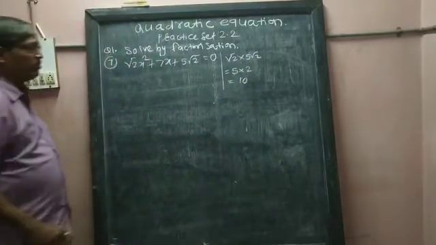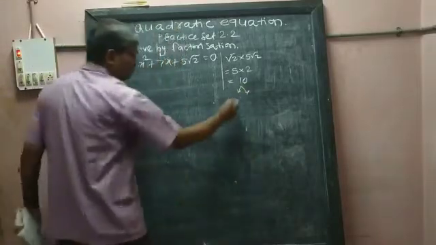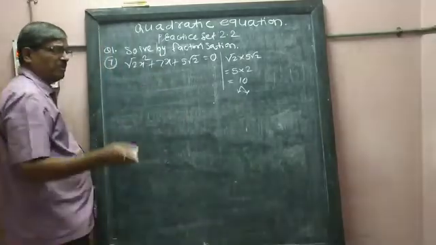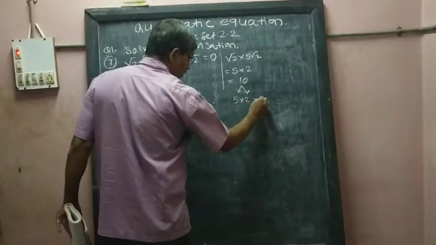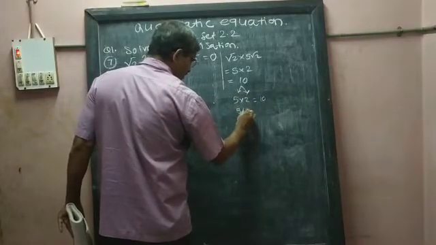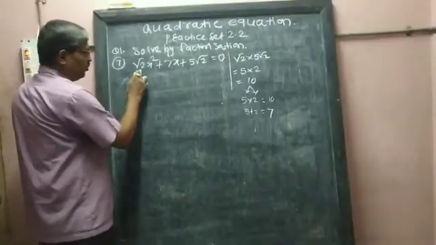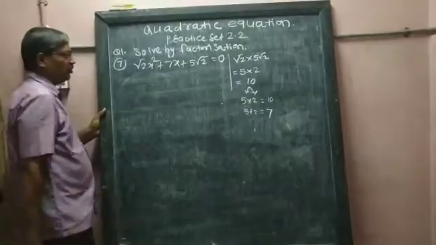Now we should take the factors of 10. How will you take factors of 10? You want the middle term, the sum of these two terms should be 7. So 5 into 2 is equal to 10, 5 plus 2 is equal to 7. Look here, root 2x square plus 7x plus 5 root 2 is equal to 0.